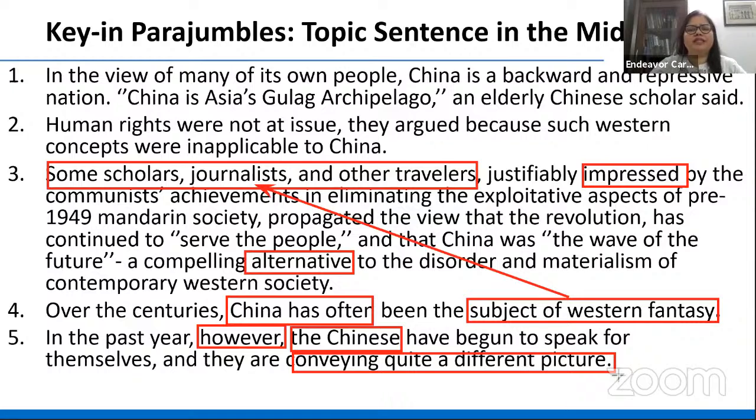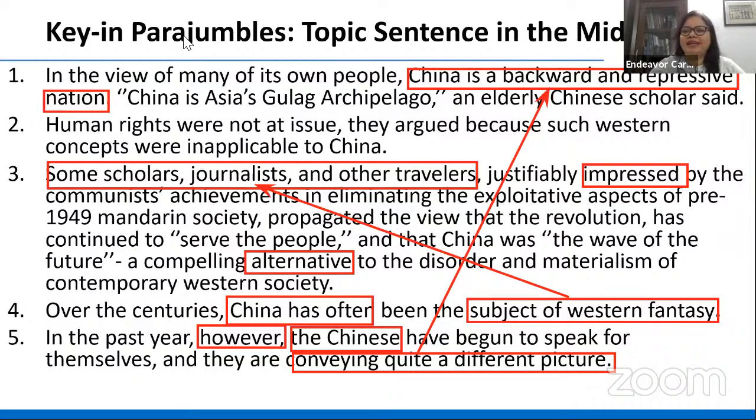What is the picture that the Chinese are presenting? In the views of its own people, China is a backward and repressive nation. Now, this is the viewpoint of the Chinese. They are conveying quite a different picture. So, what's the picture here? The picture is that China is a backward and repressive nation. So that means 5 connects with 1, 5 and 1 is a connection, 4 and 3 is a connection, right?